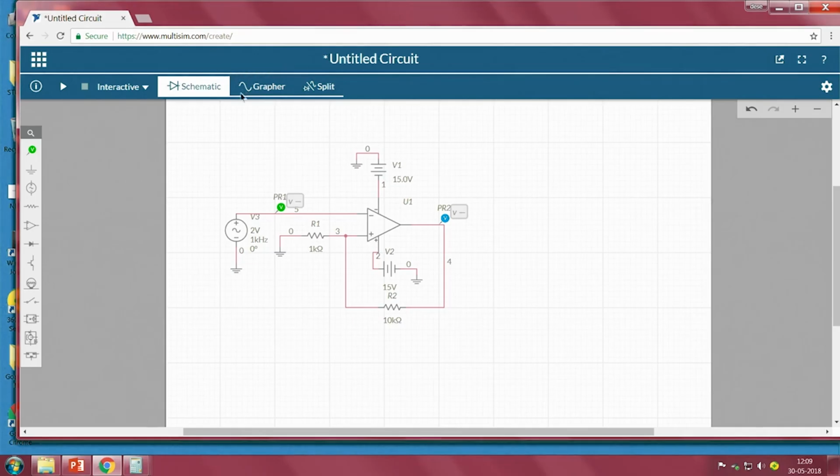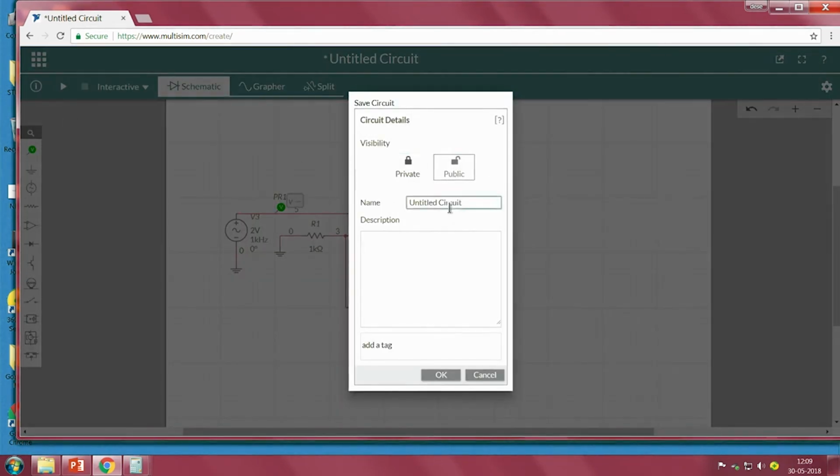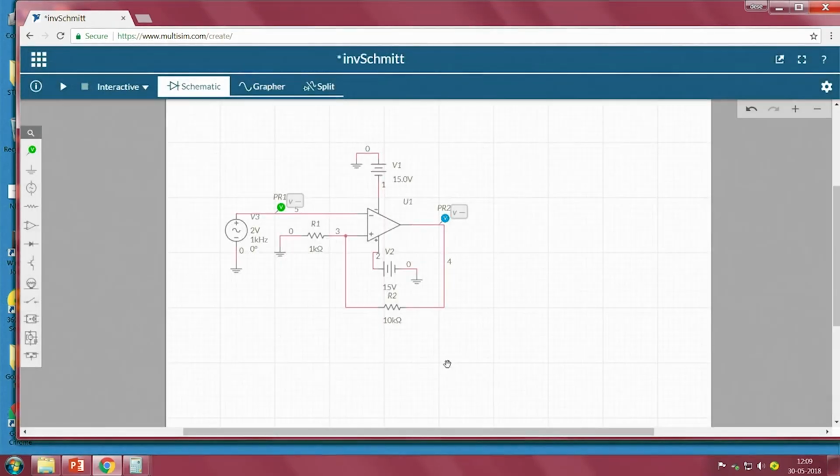Now, once the circuit is done, let me save the circuit. Save. And this is nothing but an inverting Schmitt trigger. Okay, inverting Schmitt trigger. I am saving it.